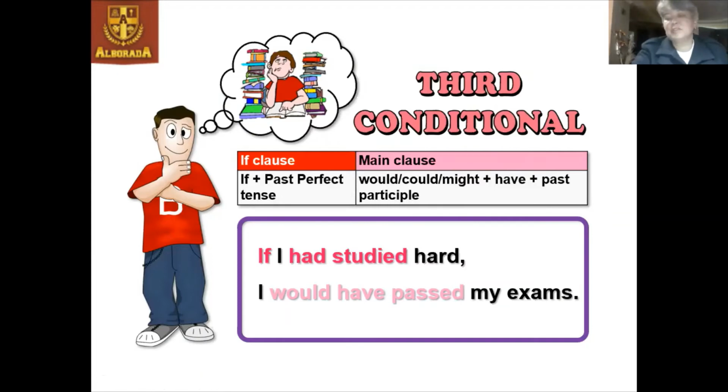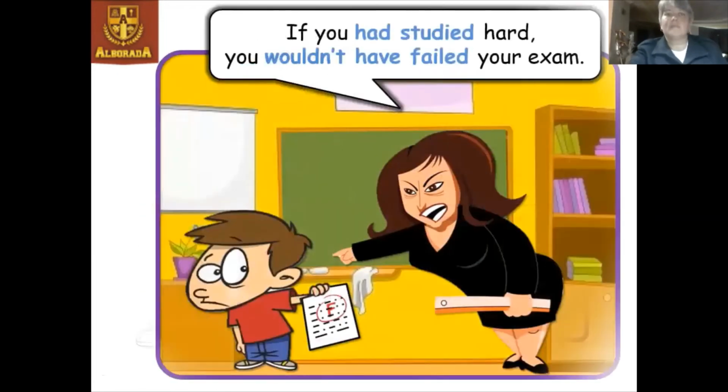Let's see some other different examples, okay? If you had studied hard, you wouldn't have failed your exam. Please notice that we also use here the negative form with the word wouldn't. We don't use the negative form in the word have, never, okay? You always have to use the negative form in the word wouldn't. Would, wouldn't is the negative.